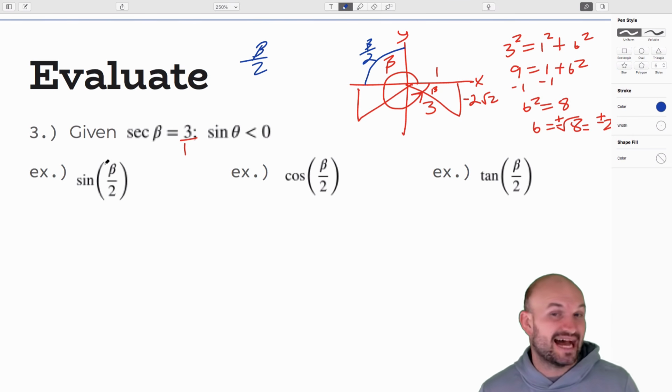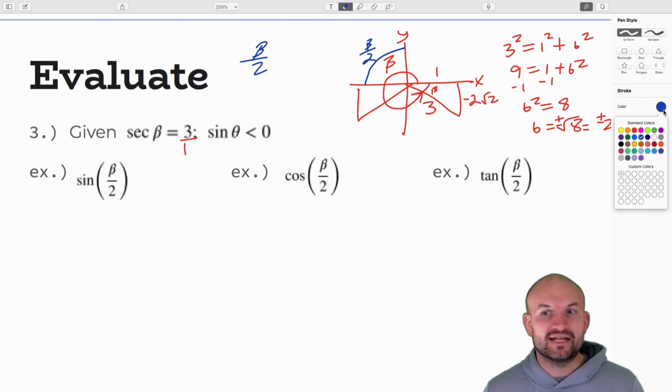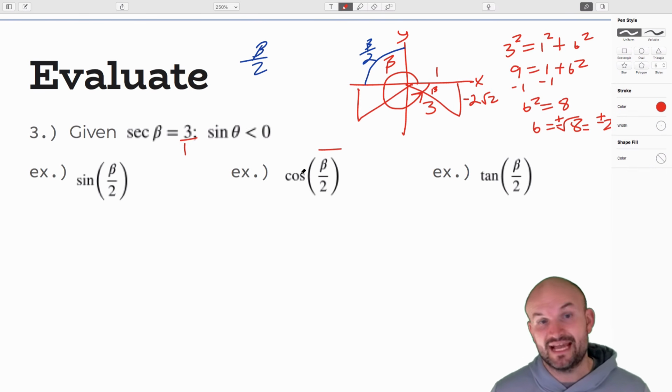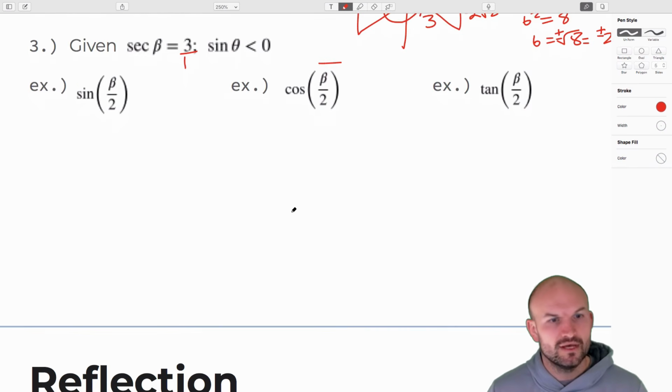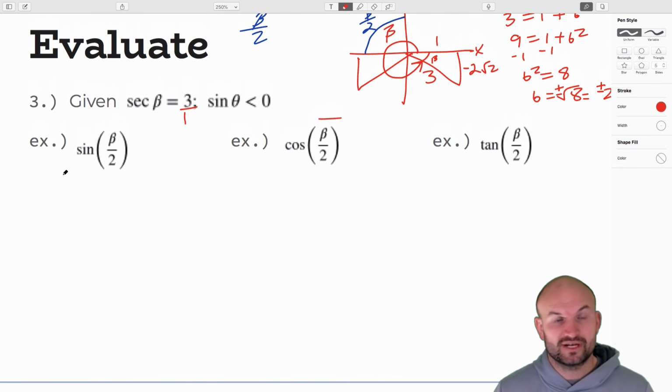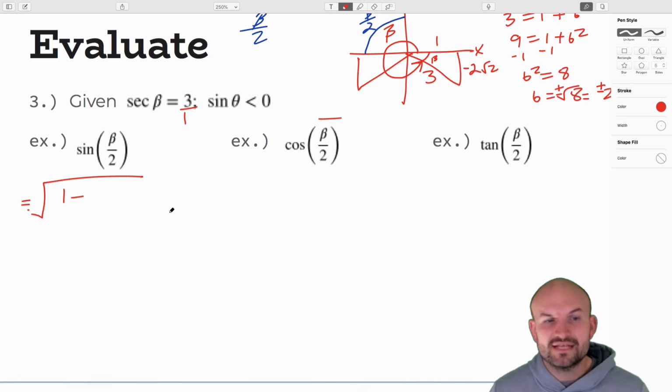Now again, sine is still going to be positive, but for this half angle, obviously in the second quadrant, cosine is going to be negative. So when we do the cosine problem, we're going to want to make sure we make it a negative radical. All right, so now all we're going to do is just go ahead and take the formula. We're going to use the positive version for sine. So 1 minus the cosine of beta. Now again, what's the cosine of beta here? Cosine of beta is 1 over 3.